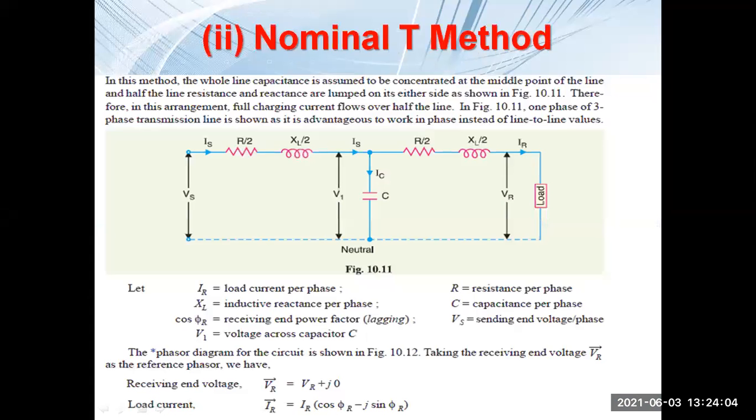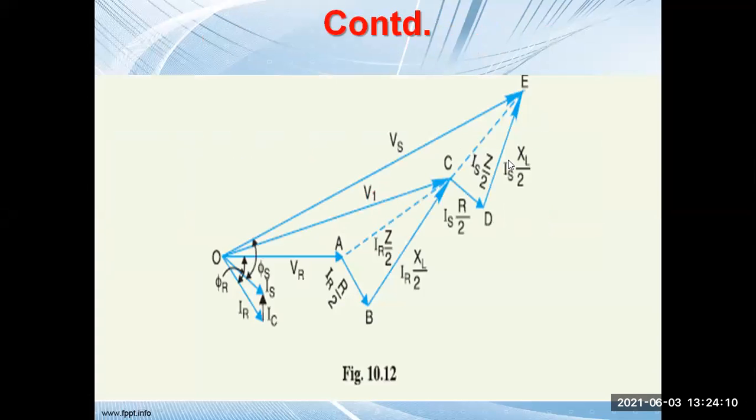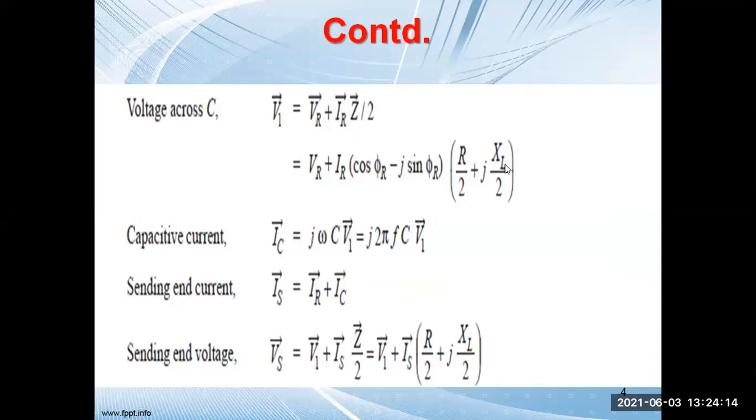So in the last class we discussed, we started the nominal T method. We have just started and we have drawn the phasor diagram also. But this equation part we have not written or discussed.